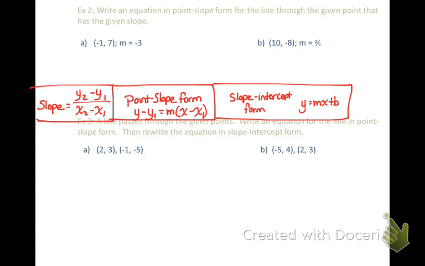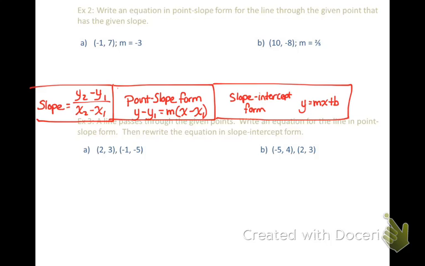These three equations are the ones you need to know, and they're in the order that we need to do them in. We have the slope, and that's y2 minus y1 over x2 minus x1. And then we have the point-slope form, which is y minus y1 equals m(x minus x1). And then you have the slope-intercept form, and that is y equals mx plus b. All of these equations we have used in the past, so we are going to now put them all together.